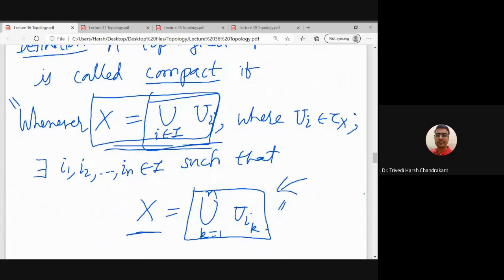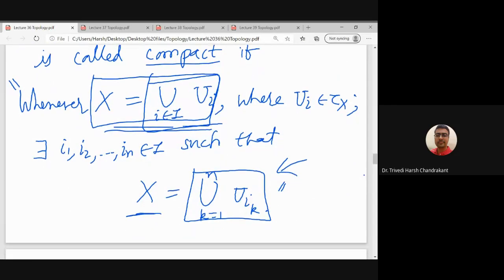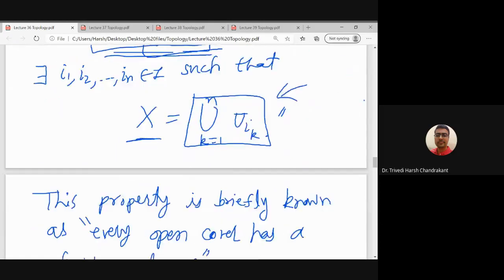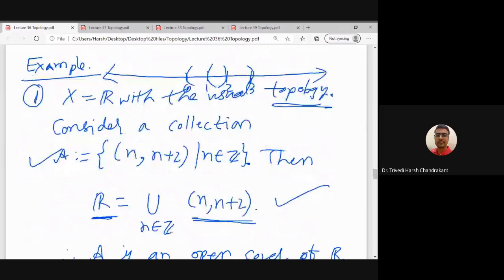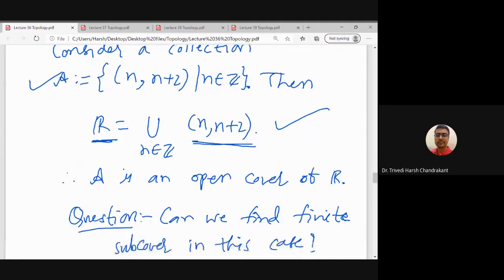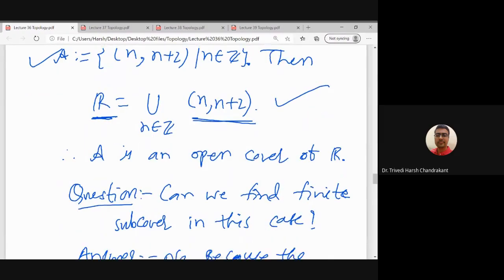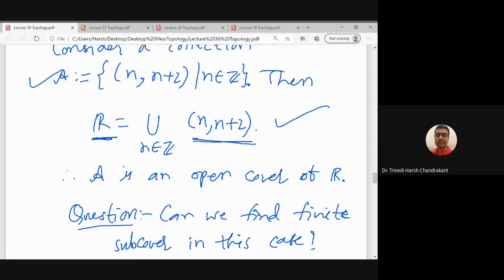So it says that every open cover has a finite subcover, and we have seen some examples over the real line. R is not a compact space with respect to the usual topology because this open cover does not contain a finite subcover.